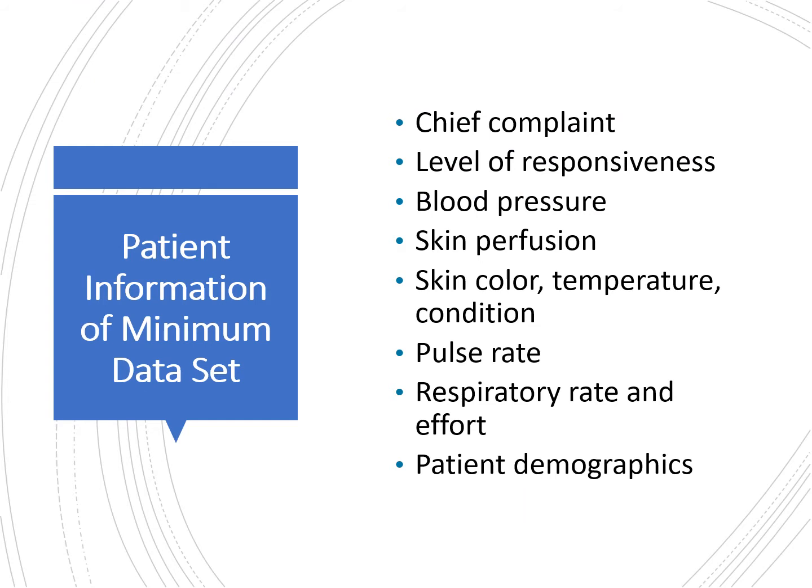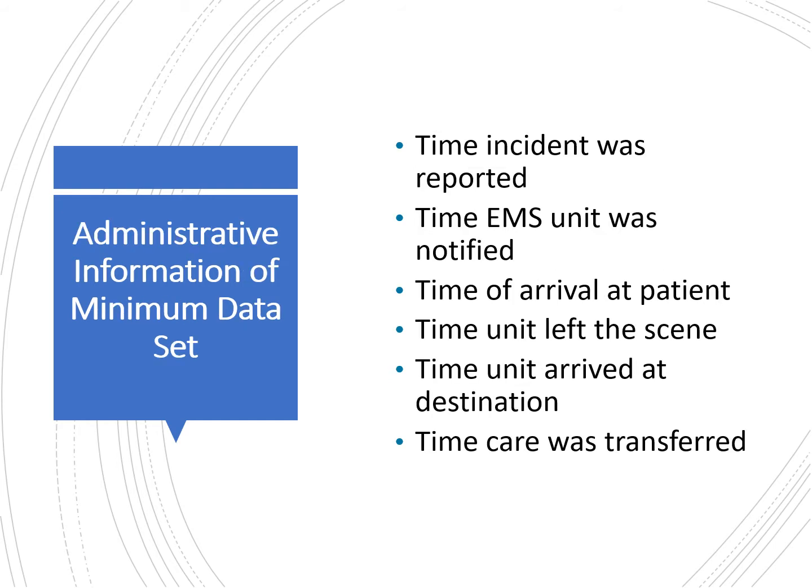Now, patient information of the minimum data set, we're required to get a chief complaint, a level of responsiveness for the patient. So, think your AVPU, your orientation type questions. We need to get a full set of vital signs. This lists off a few of them, and then the patient demographics. Okay, we need the time the incident was reported, time EMS unit was notified, time of arrival at the patient, time unit left the scene, time unit arrived at destination, and time carrier was transferred.